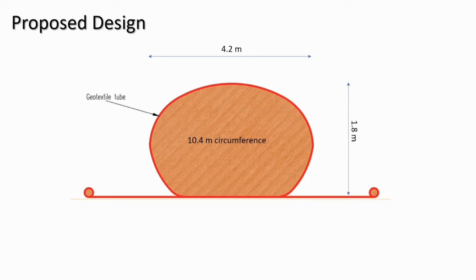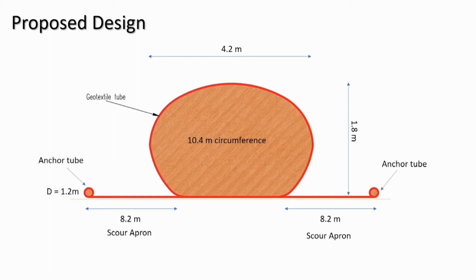Other than that, the geotextile tube is bound together with a geotextile scroll apron on both sides, spanning 8.2 meters out due to stability consideration. At the end of the scroll apron will be attached an anchor tube. Therefore, the scroll apron will act as the foundation of the geotextile tube to ensure the geotube will lock in place over a long service period.